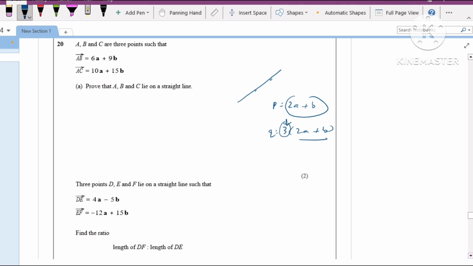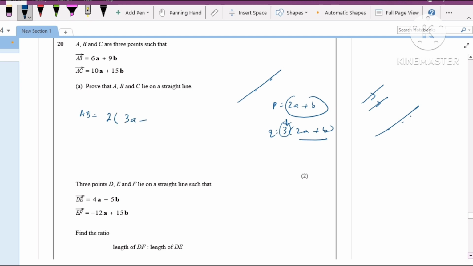It means when two vectors are scalar multiples, they must be parallel or they must be on a straight line. So if they are scalar multiples of each other, they will be on a straight line. So to prove it, for AB we can see that 2 is common here, so you will take 2 common, so that will be 3a.